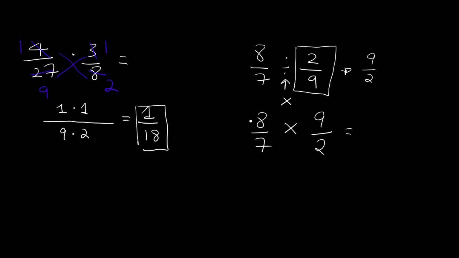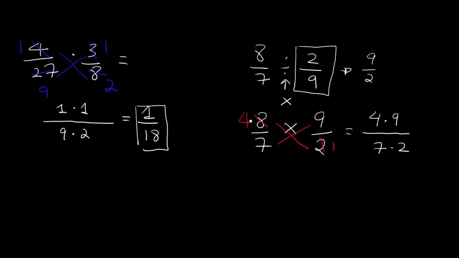And let's check if we can reduce 8 and 7. We can't. Let's see if we can reduce the fraction 9 over 2. We can't, but let's check if we can cross reduce these numbers. So 2 and 8 can be reduced by 2. So 2 goes into 2 one time, and 2 goes into 8 4 times. And 9 and 7 can't be reduced by any factor, so we can go ahead and write 4 times 9 and 7 times 1.